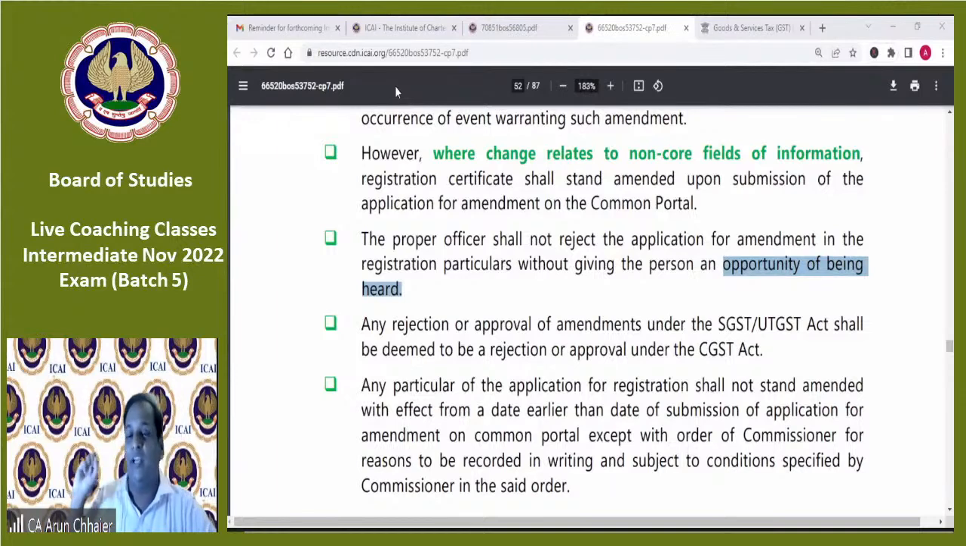So, what is the meaning of opportunity of being heard? It means there would be an opportunity given to you. Suppose I have made the application and the officer is rejecting it, they will give the opportunity. Why is the application rejected? At least listen to me. Give the opportunity so that I can explain the reason. And if you are still thinking to reject, you can reject, but at least give the time of hearing.